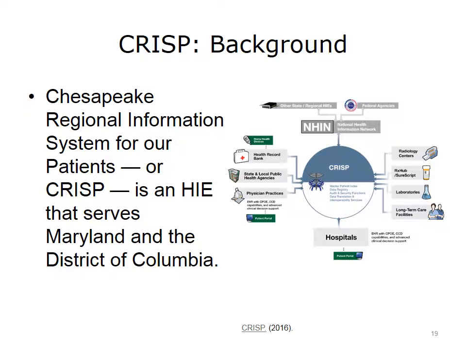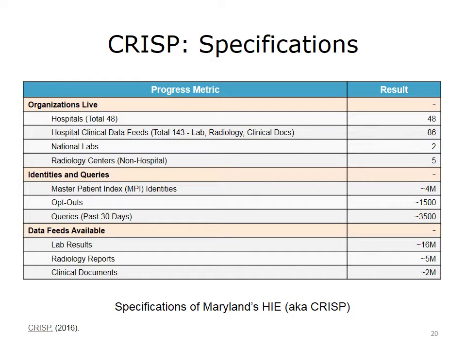Columbia. As shown in the schematic diagram on the right, CRISP receives from and exchanges data to various entities, including health records banks, state and local public health agencies, physicians' practices, radiology centers, medication hubs, laboratories, long-term care facilities, and hospitals. CRISP has a wide network of stakeholders and exchanges data between many entities.